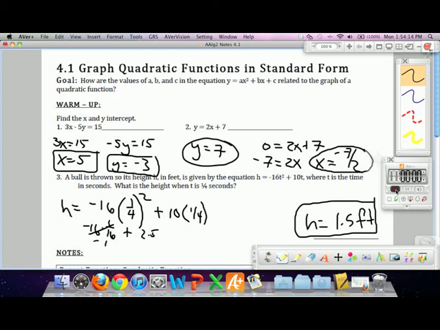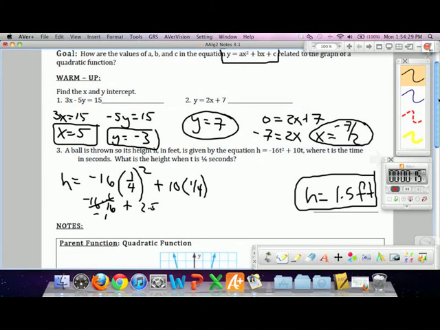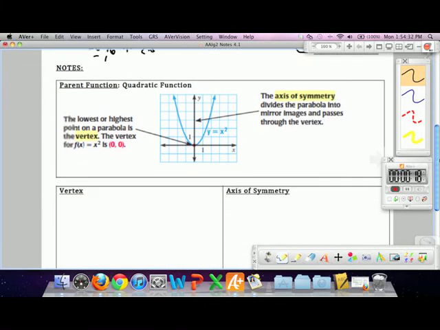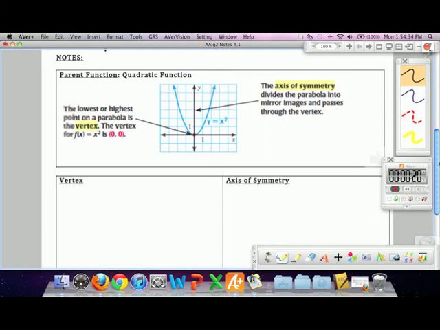Standard form of our quadratic is right here in our little goal. It's in the form ax squared plus bx plus c, called the standard form of a quadratic equation. And I threw a nice little cutout of the parent function of the quadratic. The function f of x or y equals x squared is our parent function. It looks like your favorite old parabola, that U-shaped function.